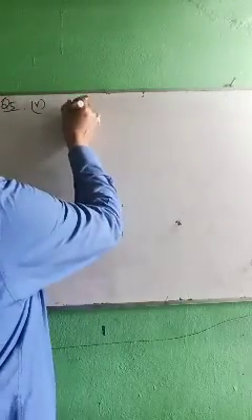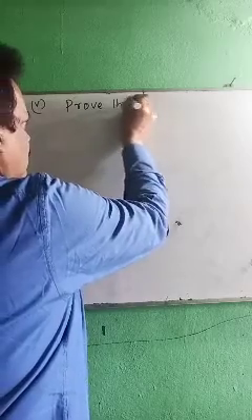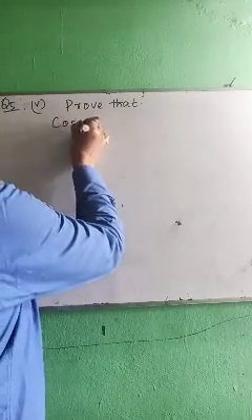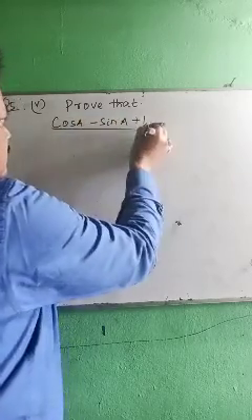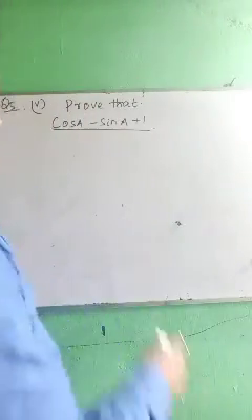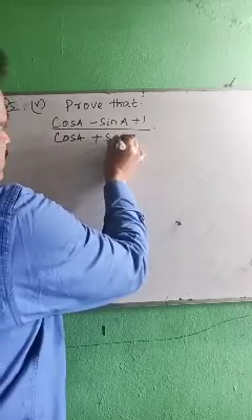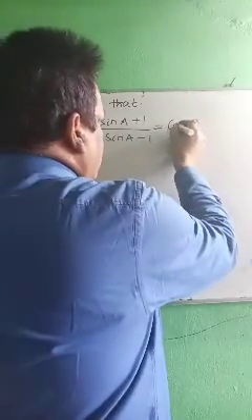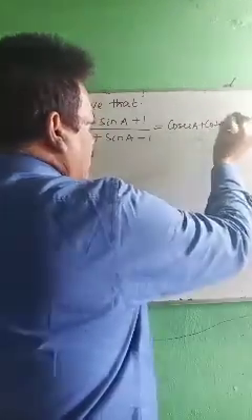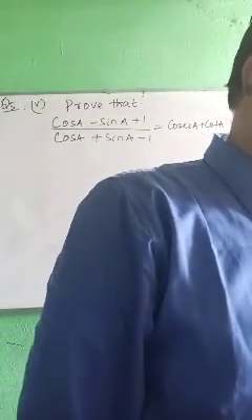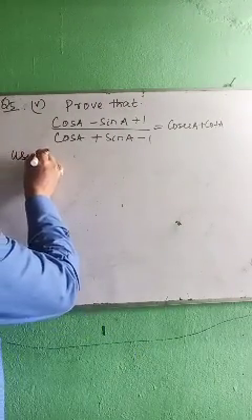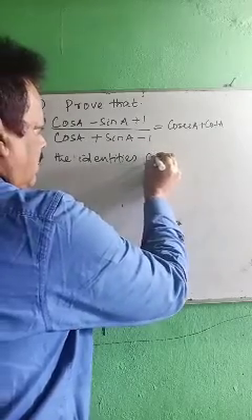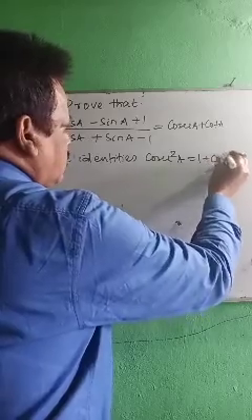Prove that cos A minus sin A plus 1 divided by cos A plus sin A minus 1 equals cosec A plus cot A. Okay, but the condition is using the identity cosec square A equals 1 plus cot square A.